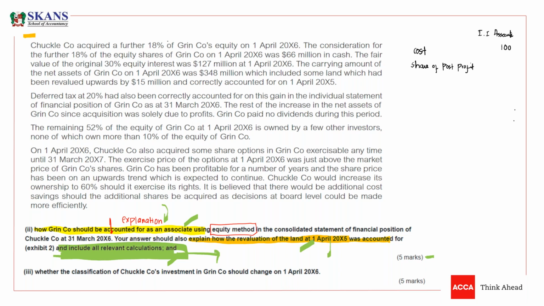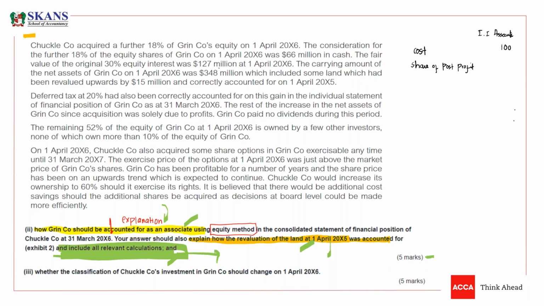C company acquired a further 18% of Green company's equity on 1st April 2006. The consideration for a further 18% of the equity shares of Green company on 1st April 2006 was 66 million in cash. The fair value of the original 30% equity interest was 127 on 1st April 2006. The carrying amount of net assets of Green on 1st April 2006 was 348, which included some land which had been revalued upward by 15 million and correctly accounted for on 1st April 2005.